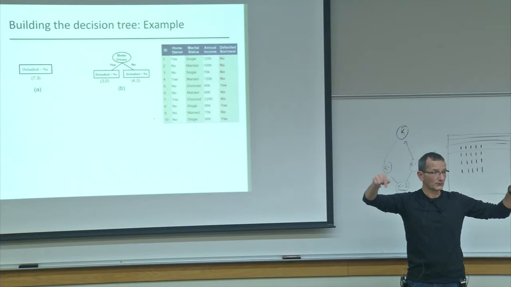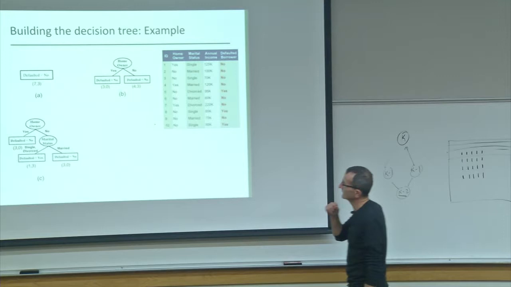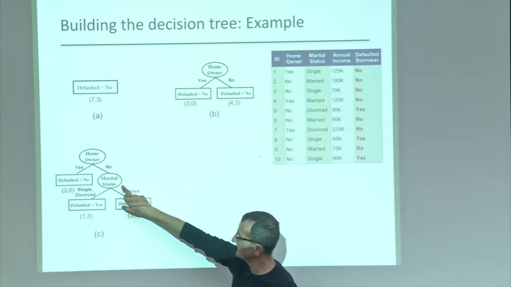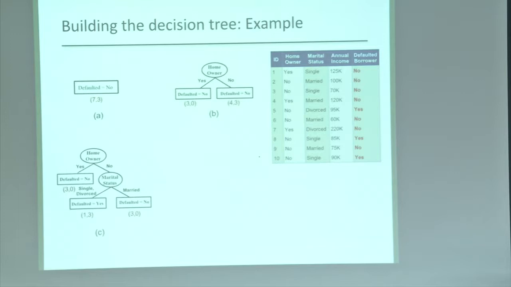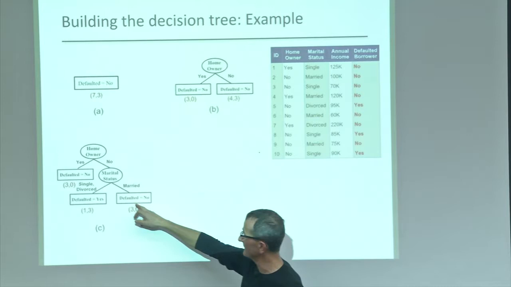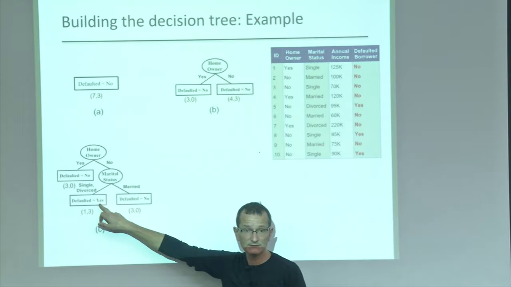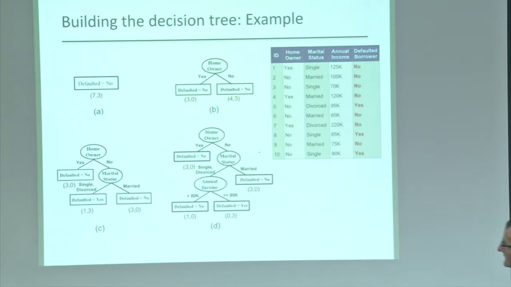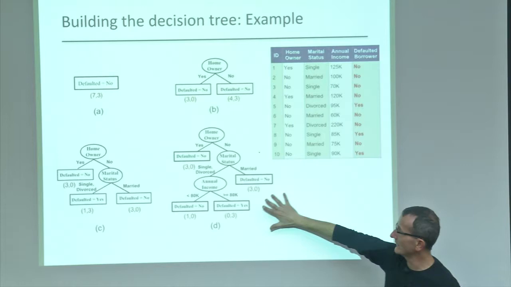Then I continue adding. On this side, that part is pure, so I don't have to split any further. The other part is not pure, so I introduce another variable to split that set of records. It's marital status: single and divorced go on one side, married goes on the other. Now my default prediction over here becomes yes, which is the majority, and over here it becomes no. The node on the left needs to be split further because it's not pure, so I use annual income, something like that. At that point, I have finished inducing the decision tree.